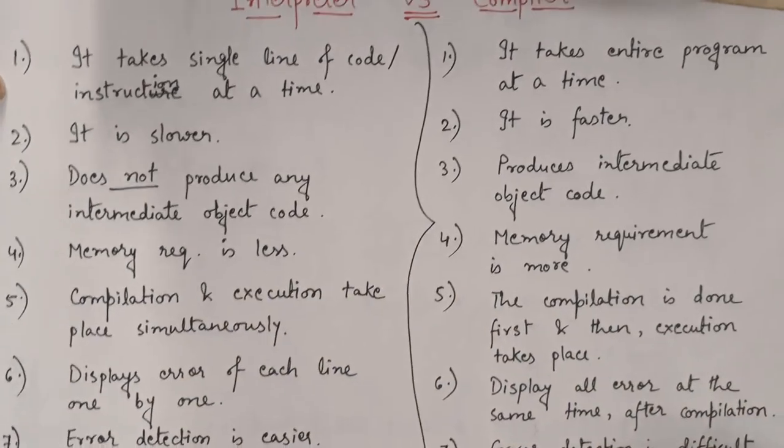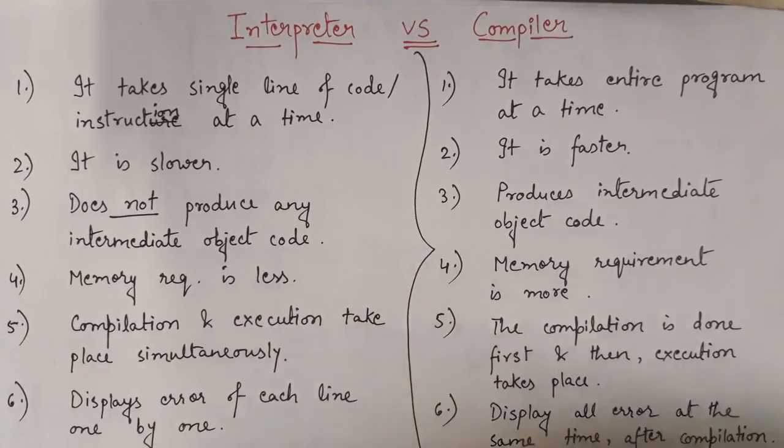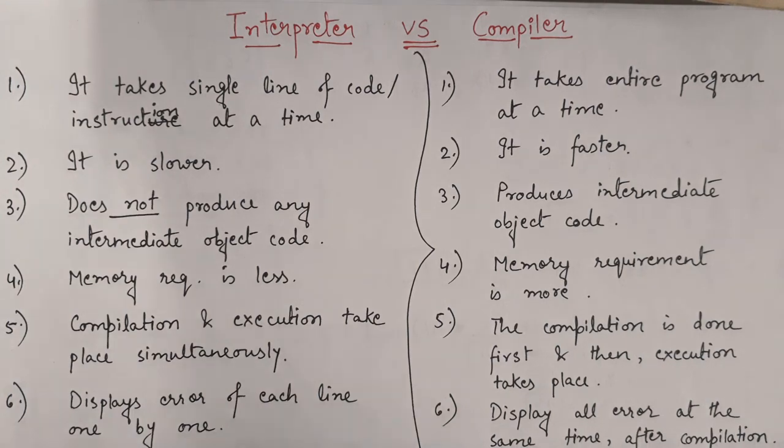So these are the main 7 points. If you remember these 7 points, if you understand these 7 points, then you will be clear about what the actual differences are between the interpreter and compiler.